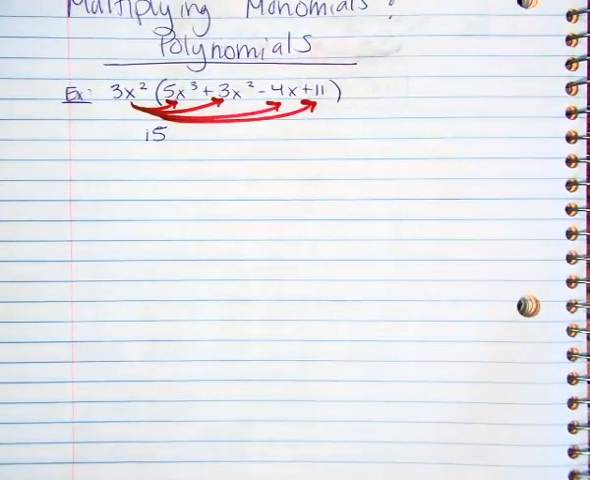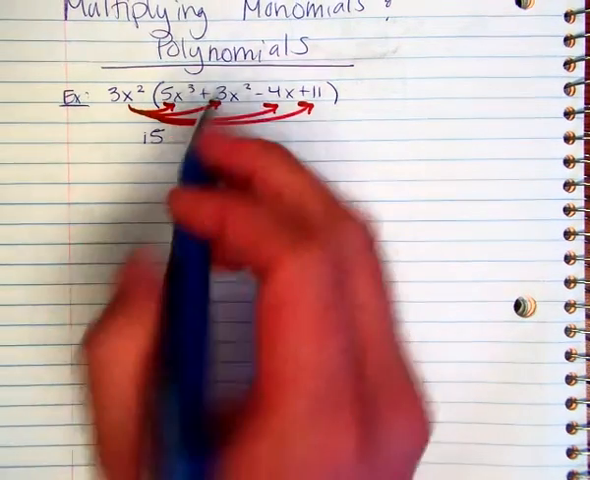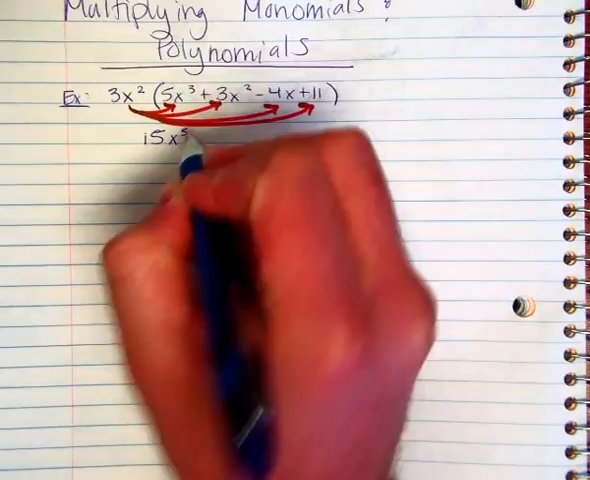Well, next piece we need is, what am I going to do with the variables? Someone raise your hand and tell me, when I multiply, what do I do with my exponents? Rosie? I add them. So I have 2 and 3 makes x to the 5th.